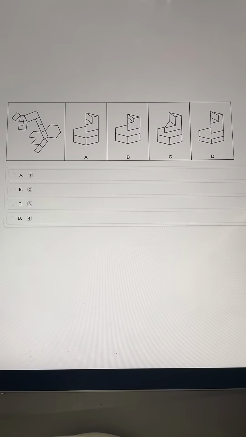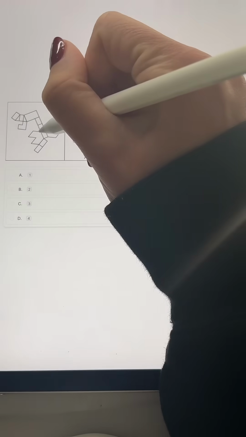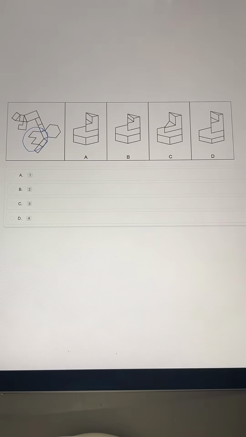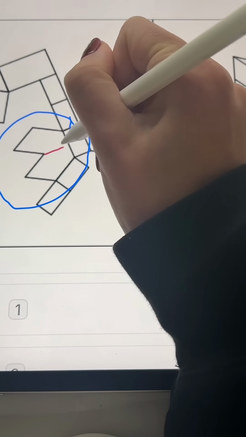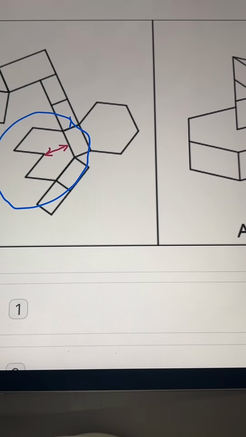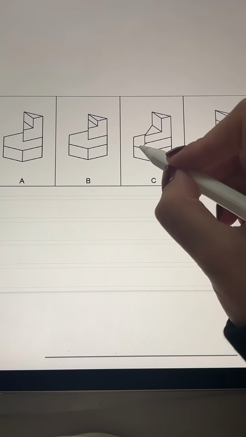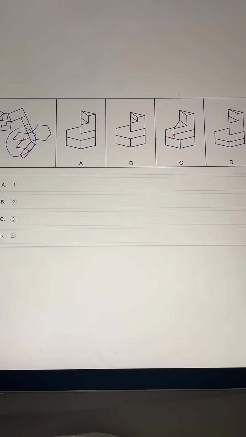This is how I go through my pattern folding questions. First, I look at the whole question and see if any shapes particularly stand out. This one stood out to me because it looked like a heart. Zooming in, I'm going to make note of this distance. Now looking at all 4 options, I notice that C has a much smaller distance than the other ones.